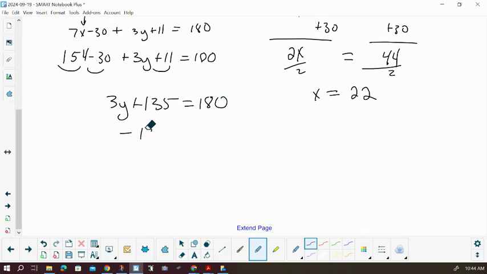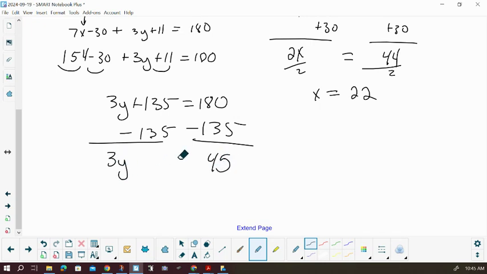Now I can subtract 135 from both sides. So 180 minus 135 is 45. So I get 3y equals 45. Divide by 3, I think that's going to be 15. And there you go. That's how you do this question.